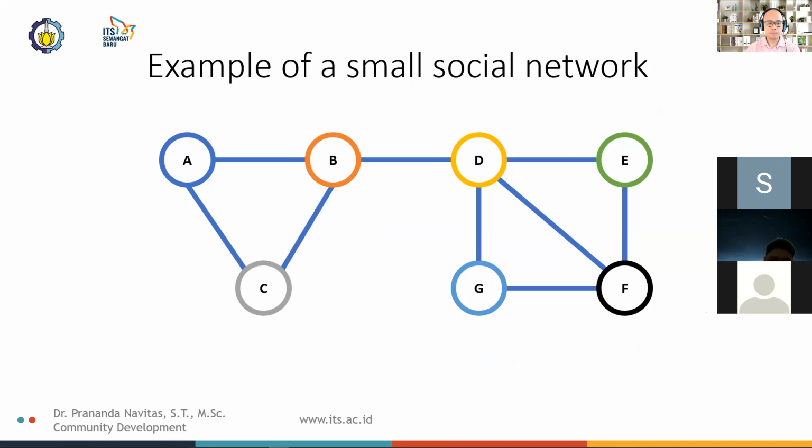Here is perhaps a simpler sample of a small social network. I'm sure that your networks are a lot more complicated than this. But as I mentioned, A, B, and C. Maybe if A knows B and C, then most likely B knows C. And if B knows D, then most likely A knows D, and so on and so forth.